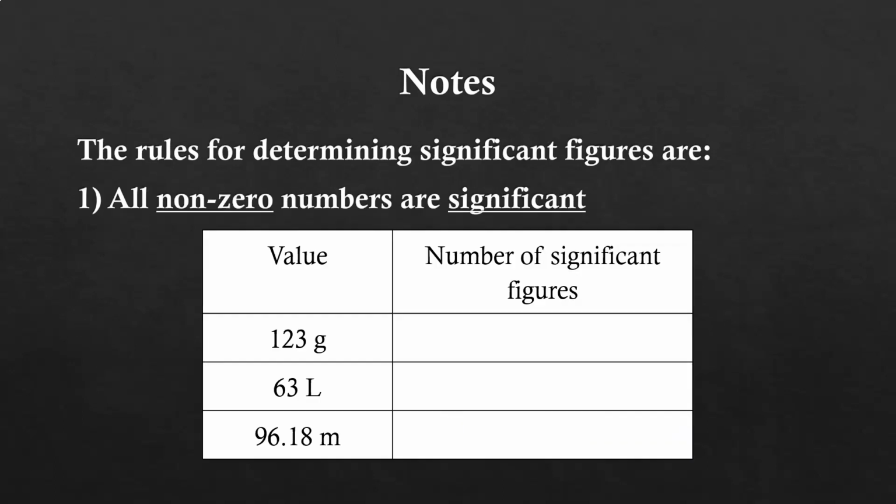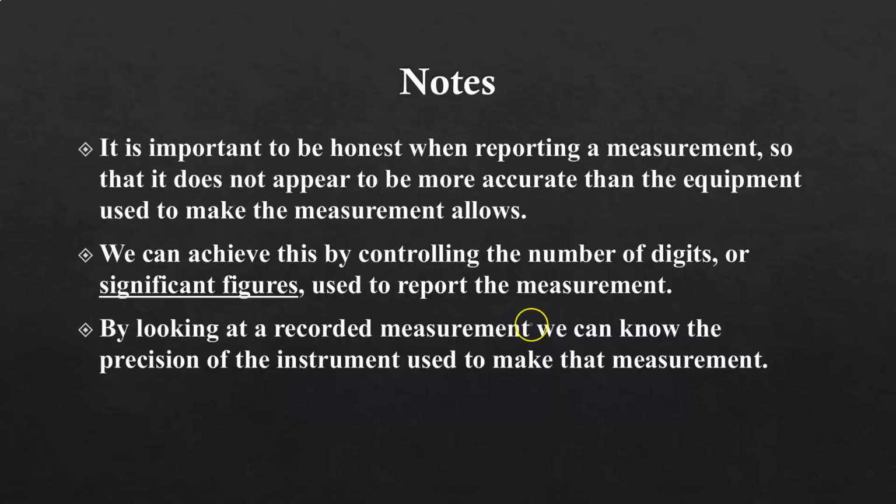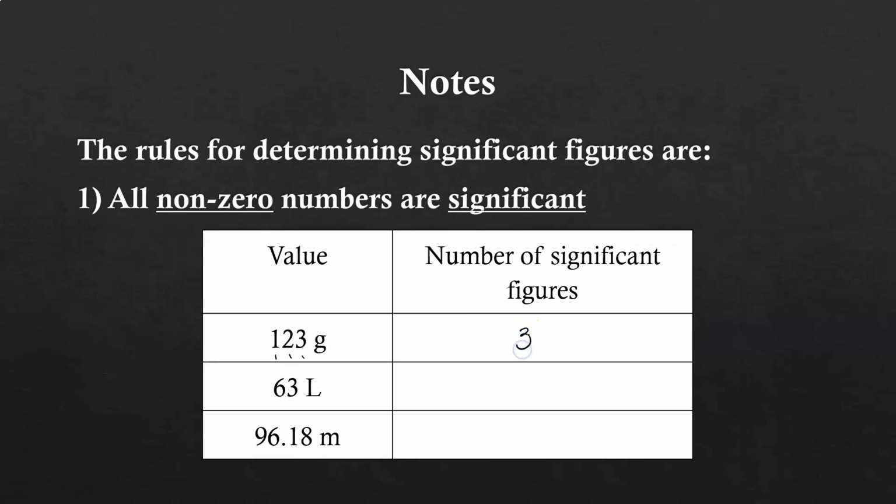The rules for determining significant figures are these. All non-zero numbers are significant. So every number between 1 and 9 is considered significant. We have 1, 2, 3 digits here. They are all non-zero, so we would say that there are 3 significant figures here. Looking at the next one, we have 1, 2, so 2 significant figures. And the final one has 1, 2, 3, 4, so 4 significant figures, because anything that is not zero is significant.